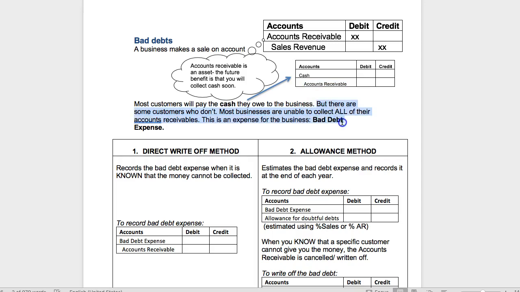But there are some customers who won't give you the money. You know, there are just some bad people who maybe buy something and don't plan to ever pay for it. Or you might have some customers who buy your products but then they just run out of money. Most businesses are unable to collect all of their accounts receivable. So if a business is unable to collect all of their accounts receivable, this is an expense, and the name of this expense is bad debt expense.